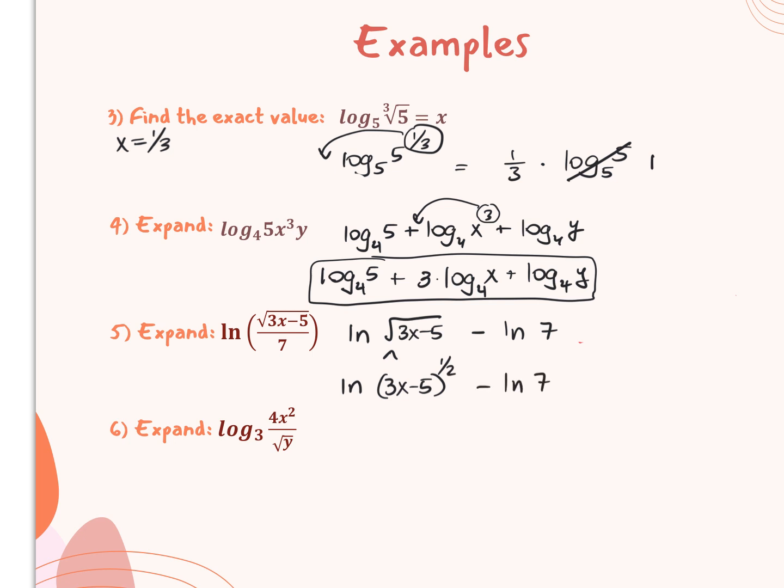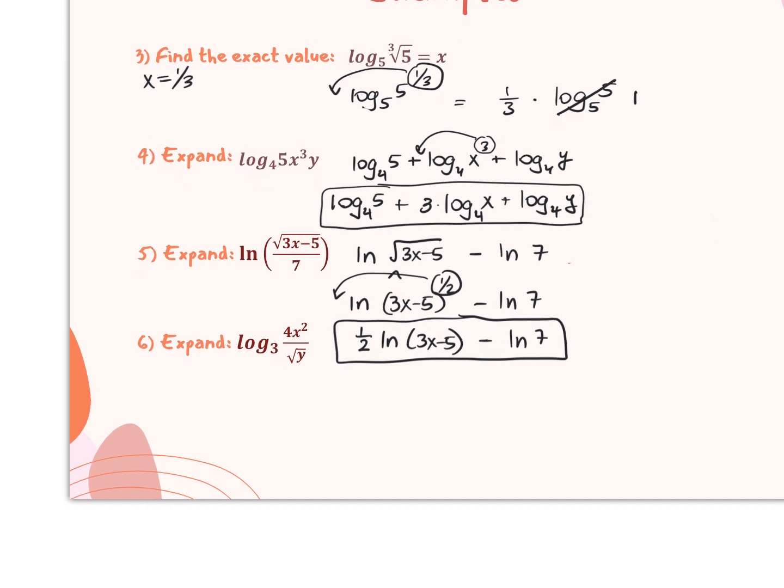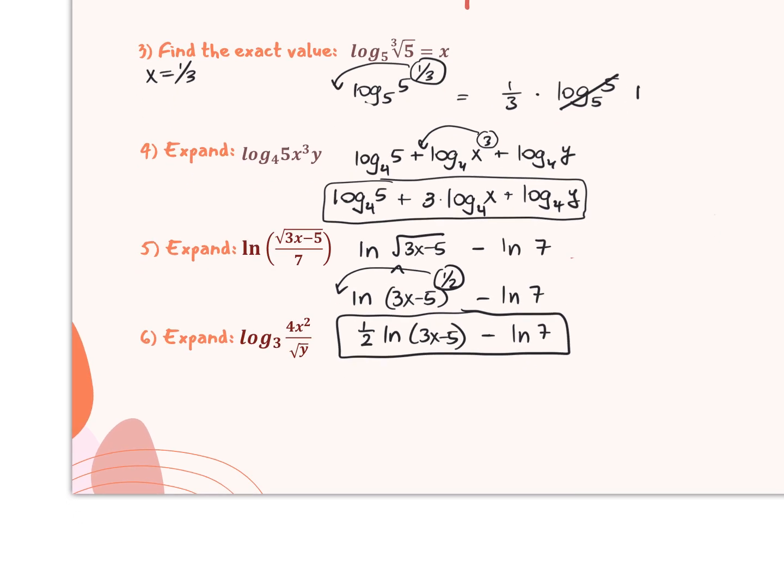So what I'm really going to do is take this and move it to the front. So it's going to be half times the natural log of 3x minus 5 minus the natural log of 7. And now this is fully simplified. Or expanded, rather, not simplified, expanded. Okay?